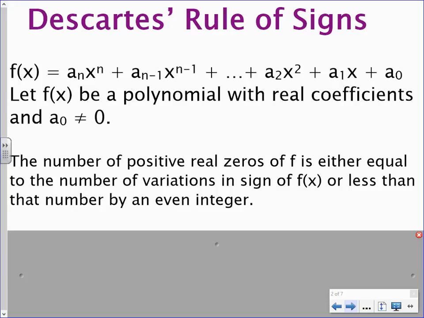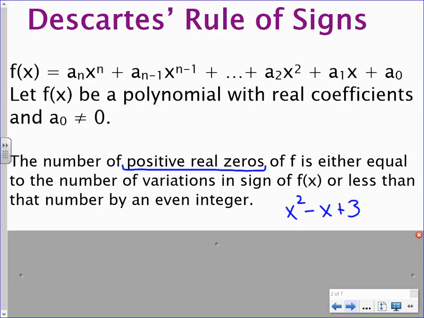Okay, so this is only half of the rule. We're talking about positive real zeros. Okay, positive real zeros. Sign variation. What does that mean? As we're looking at our polynomial, what do I mean by sign variation, Gabe? Okay, so Gabe, you said x squared minus x plus 3. We would have two variations in sign because we go from a positive to a negative, from a negative to a positive. That is sign variation.